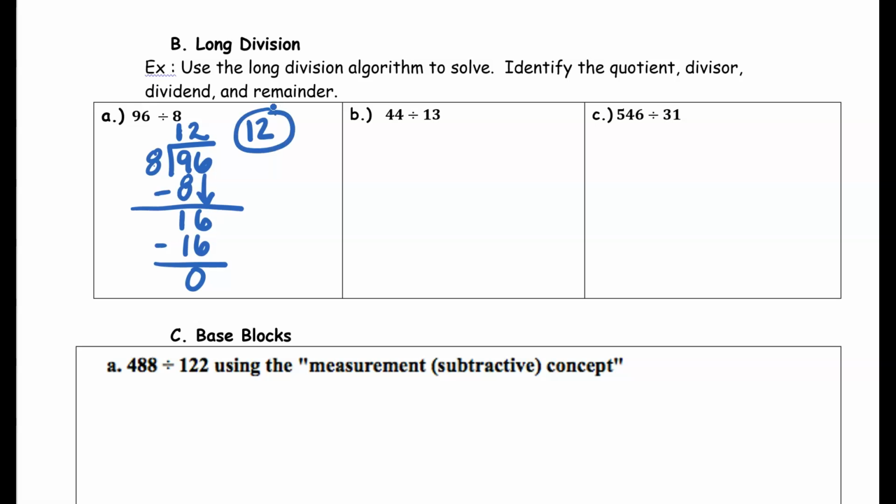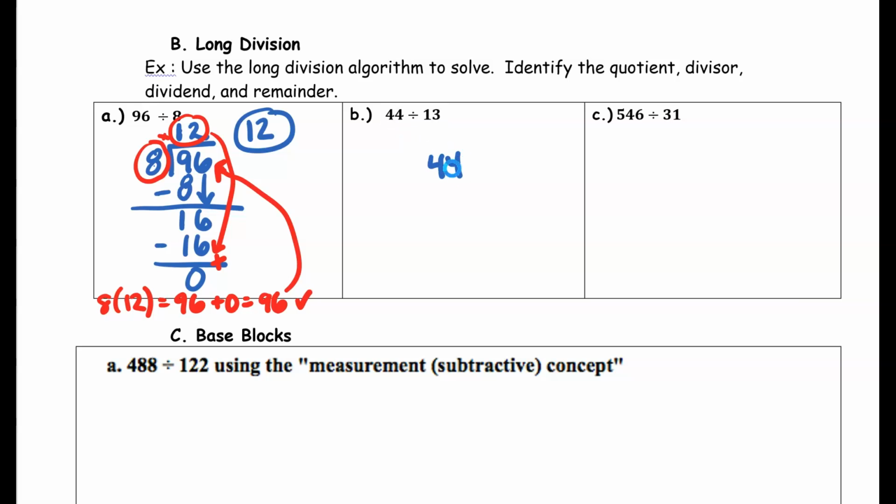Now let's use the division algorithm to check our work. So that means we're going to take this number times this number and add in the remainder. So 8 times 12 is 96 plus 0 is 96, and that ends up giving us the number that's inside the box, which is what we want. So that works. Okay, next problem.